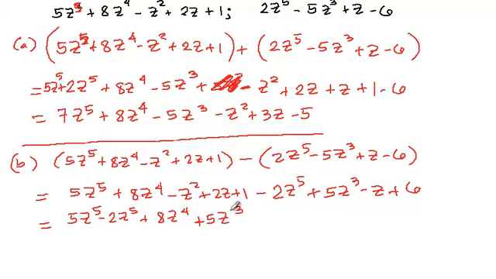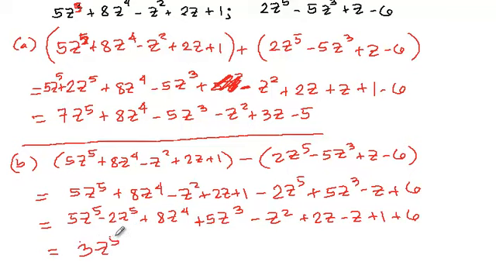5z cubed. Followed by the z squared terms, minus z squared here, and there's nothing else to collect with z squared. Then z again, plus 2z here and minus z there, you just collect them. We have constants, plus 1 plus 6. The answer will be 5 minus 3, 2 is what?